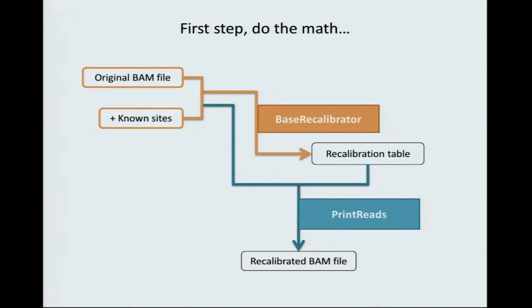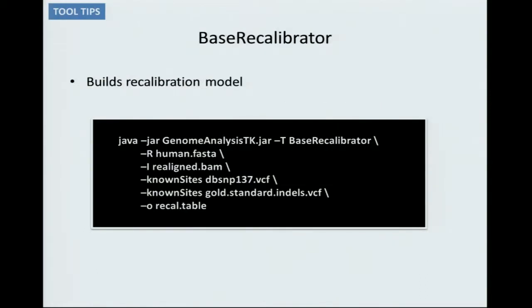So you take in the BAM file and your database of known variation, and you run this thing called base recalibrator, and what it's going to print out is this recalibration table, and that's the actual error model. And so it looks like this.